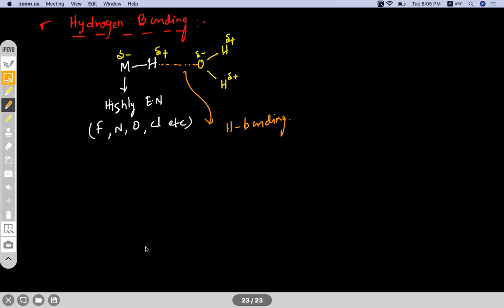Okay. So hydrogen bonding, first of all, involves hydrogen, but the hydrogen must be attached to an electronegative element. So it is an electrostatic force of attraction between hydrogen and an electronegative element. But the hydrogen involved in hydrogen bonding must be attached to an electronegative element. Understood this?